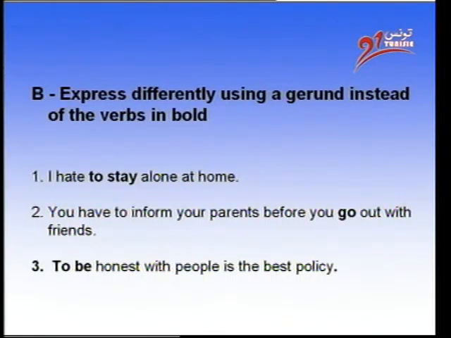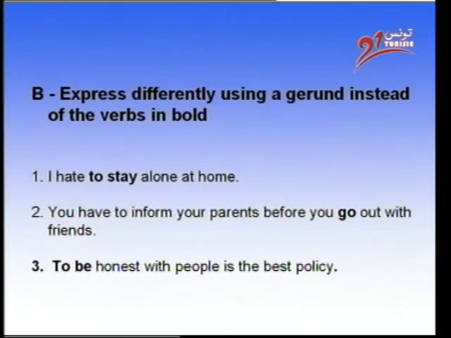Here, to stay is the verb that we should convert into a gerund. Go is another verb that we should convert into a gerund, and to be is another verb that we should convert into a gerund. Now think about the answers for a while.